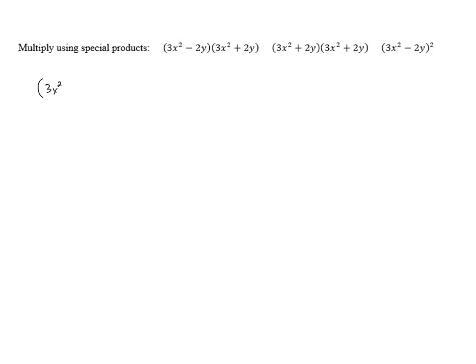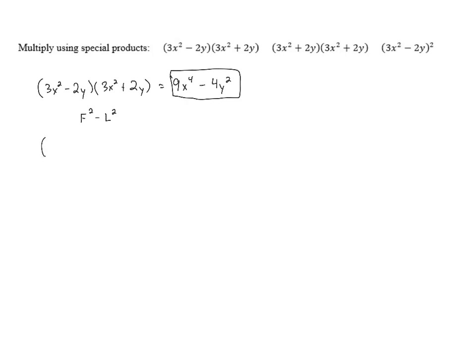Let's look at them one at a time. First, we have (3x² − 2y)(3x² + 2y). This fits the first of the 3 formulas because here we have a sum and a difference. So in this case, we're going to need to do the first term squared minus the last term squared. The first term squared gives us 9x⁴, and then minus the last term squared. We square 2y, we get 4y². So this becomes 9x⁴ − 4y².